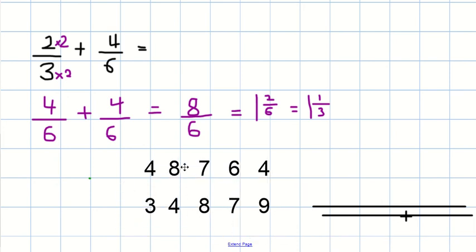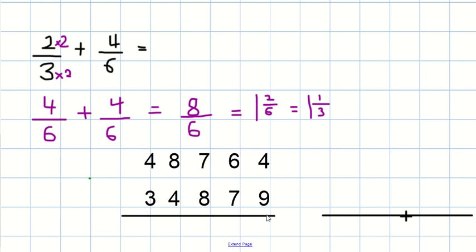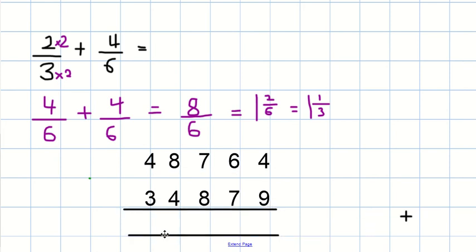So, question number 5. I'm just going to set it up again for us here. We've got 48,764 add 34,879. So as always, we're going to start in the ones column with 4 add 9, which is, that's right, 13.